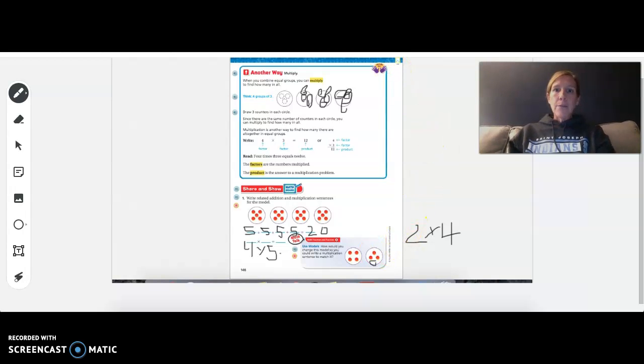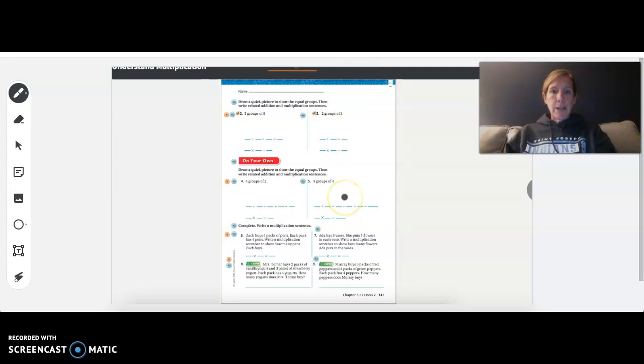All right, before I run out of time, let's take a look at the next page. You're going to work through the next page on your own. Well, let's do 2 and 3 together, and then you can do the rest on your own. It says draw a quick picture to show equal groups and then write related addition and multiplication sentences.